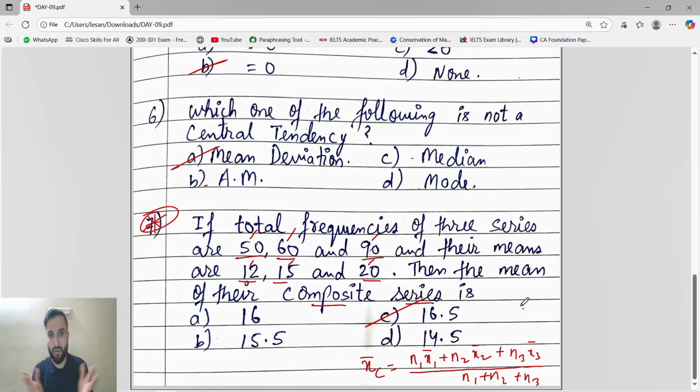If you keep on solving this many questions, you are easily going to score 80, 85, nearly 90 plus in the quantitative aptitude paper 3.